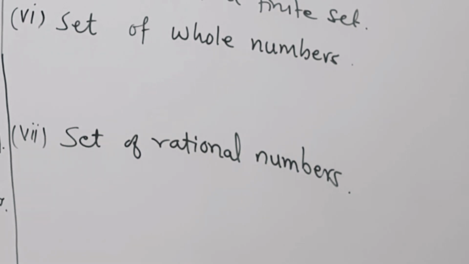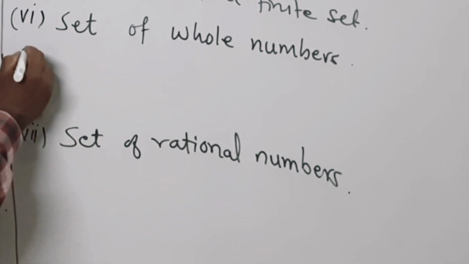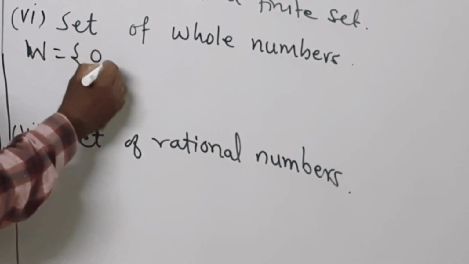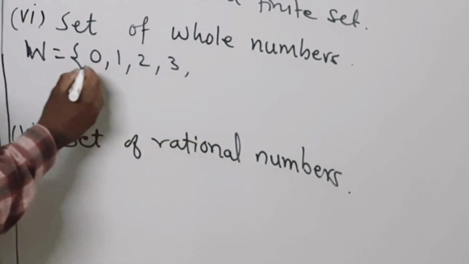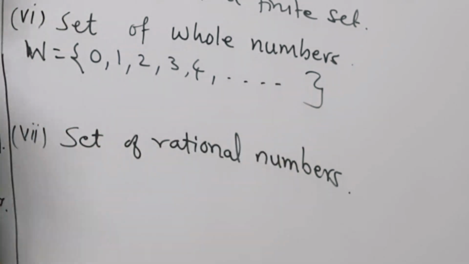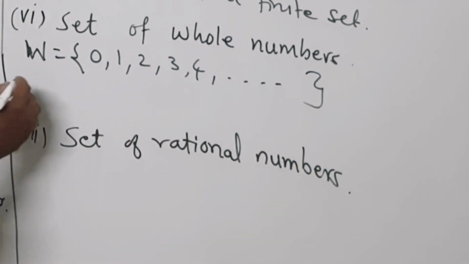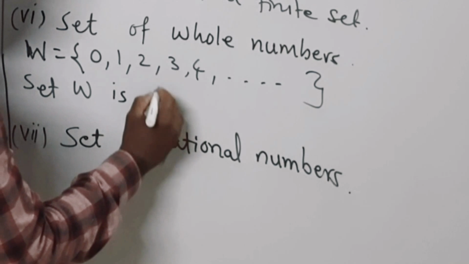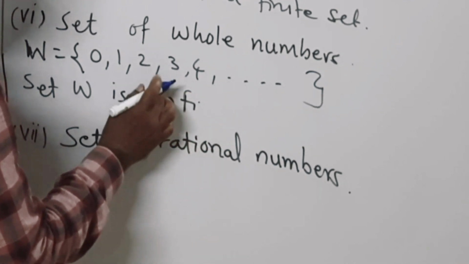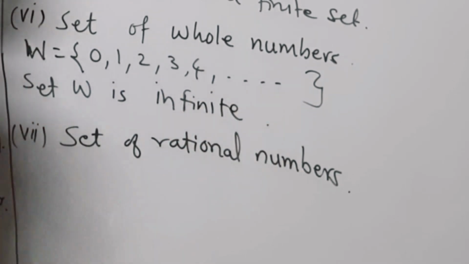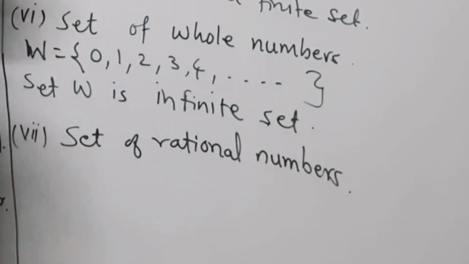Now next, the sixth one is the set of whole numbers. The set of whole numbers W is 0, 1, 2 and so on, starting with 0. 0 is the least whole number and the numbers are unlimited. So the set W of whole numbers is an infinite set.